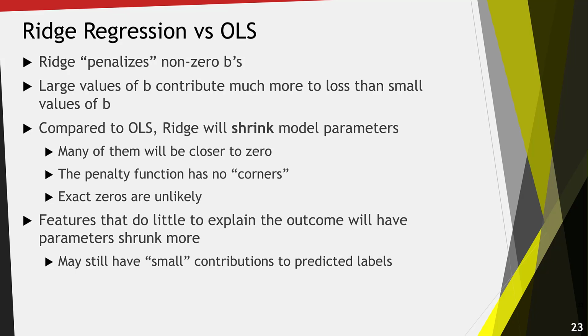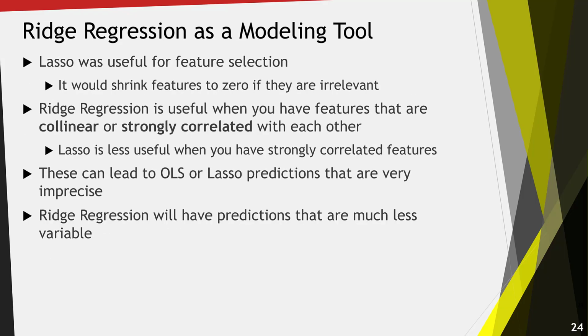Just like with Lasso, features that do little to explain the outcome are going to have their parameters shrunk more, but many may still have small contributions to the predicted labels in ridge regression because their parameters won't go all the way to 0. So what does this mean for ridge regression as a modeling tool? Lasso is very useful for feature selection. It would shrink model parameters all the way to 0 if the corresponding feature was irrelevant. Ridge regression doesn't do this, but ridge regression is very useful if you have features that are collinear or strongly correlated with each other. Lasso is a lot less useful in this case.